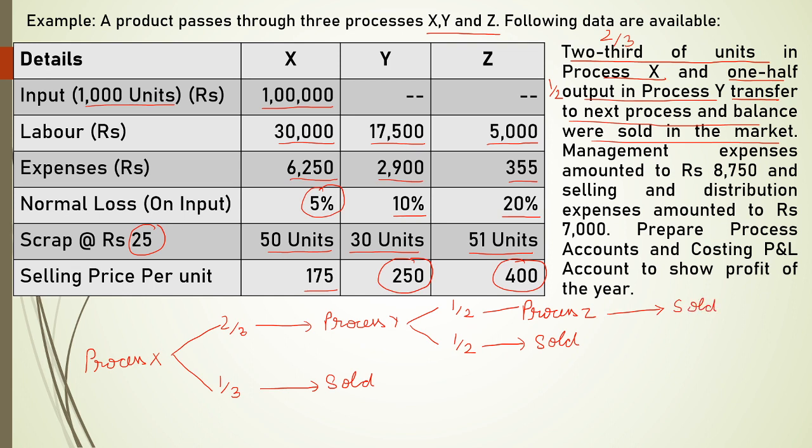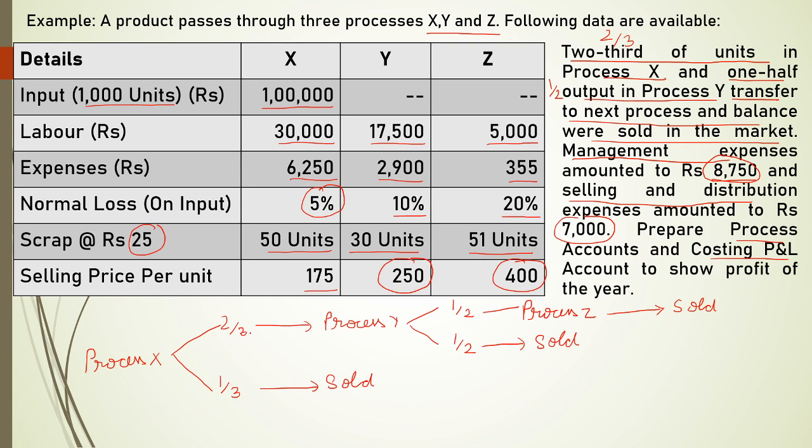And the additional information includes management expenses amounted to 8,750. It means these management expenses and selling and distribution expenses are not related with a particular process account, because these are the expenses related to a company. So these expenses are included in the costing P&L account but not in the process account. The management expenses amounted to 8,750 and the selling and distribution expenses amounted to 7,000 rupees. We have to prepare the process accounts and the costing P&L account.